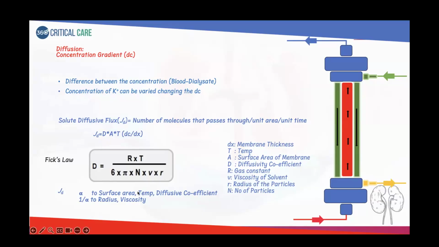And it is inversely proportional to the radius of the molecule. The larger the molecule, the slower the diffusion will happen, and also the viscosity. The higher the viscosity, the slower the flow will be. So basically the main determining factors are surface area, temperature, the diffusive coefficient, which is this one, and it is inversely proportional to the radius and viscosity. I'm talking about this chemistry part because these are silly questions in the exam.